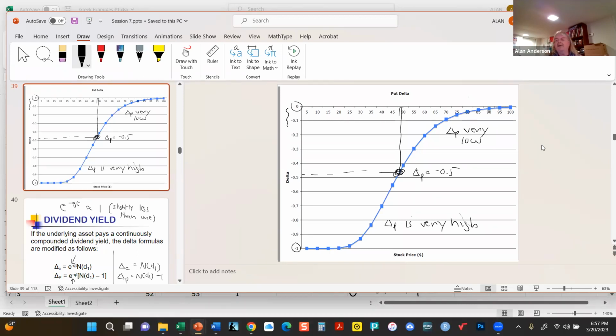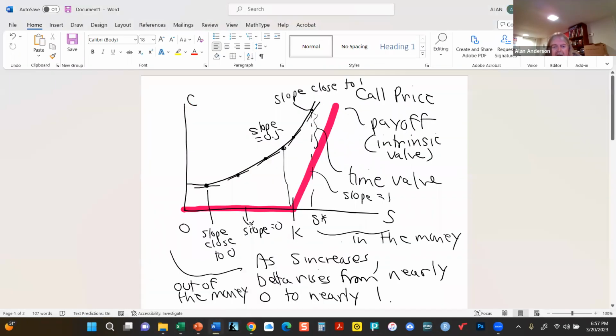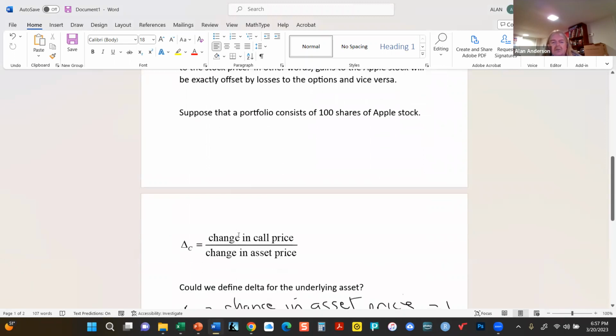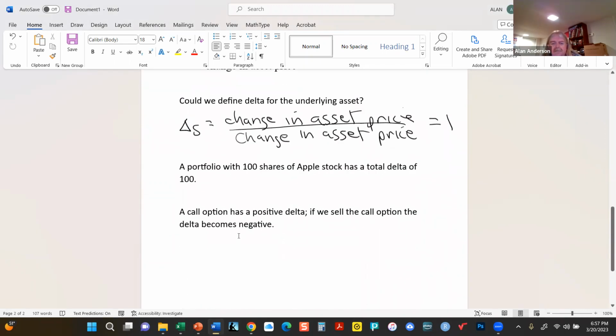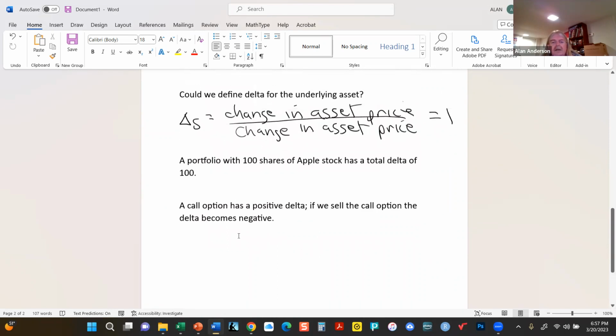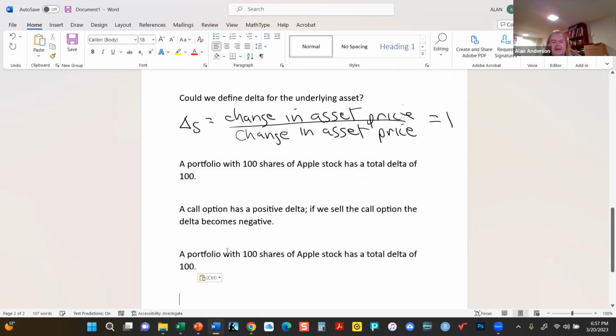Anyway, now that we know that, we can come back to this example that I started to do, and I did not do it correctly. The delta neutral portfolio. So here we go again. We have 100 shares with a delta of 100. Suppose that we can buy a put on Apple stock with a delta of -0.5.